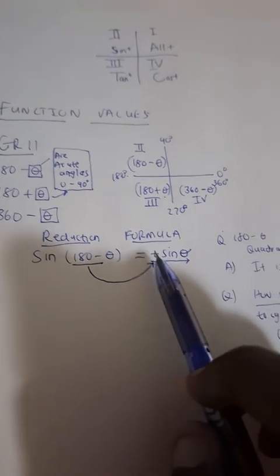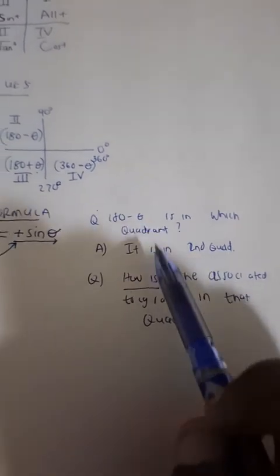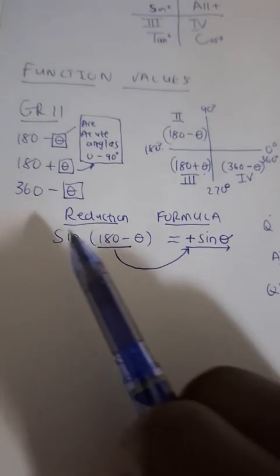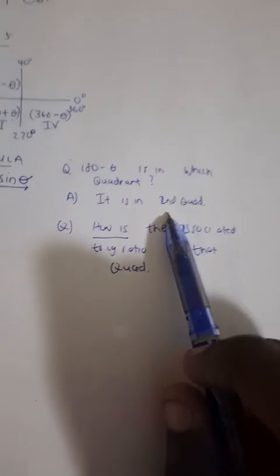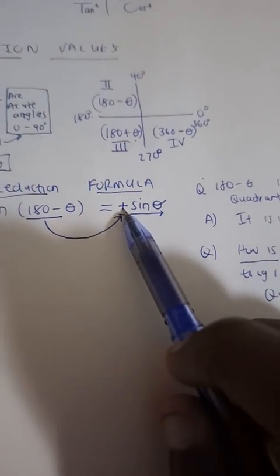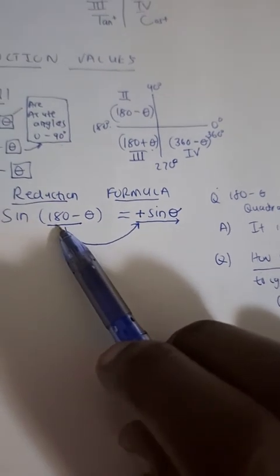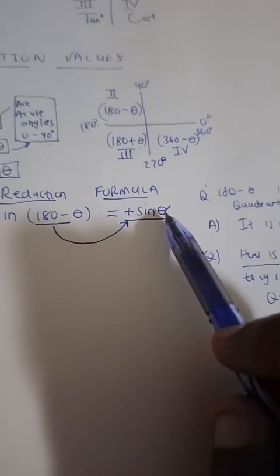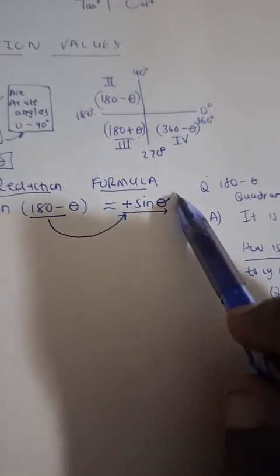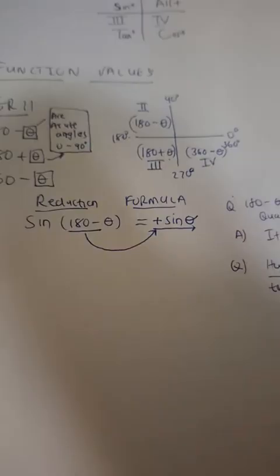Where does the positive come from? Remember, we asked 180 minus theta is in which quadrant? We answered it is in the second quadrant. How is sine in that quadrant? Then we said it is positive. So therefore we write the answer positive. 180 minus theta falls away, and then we write sine of the acute angle, and that is our answer. Done, dusted, finished.